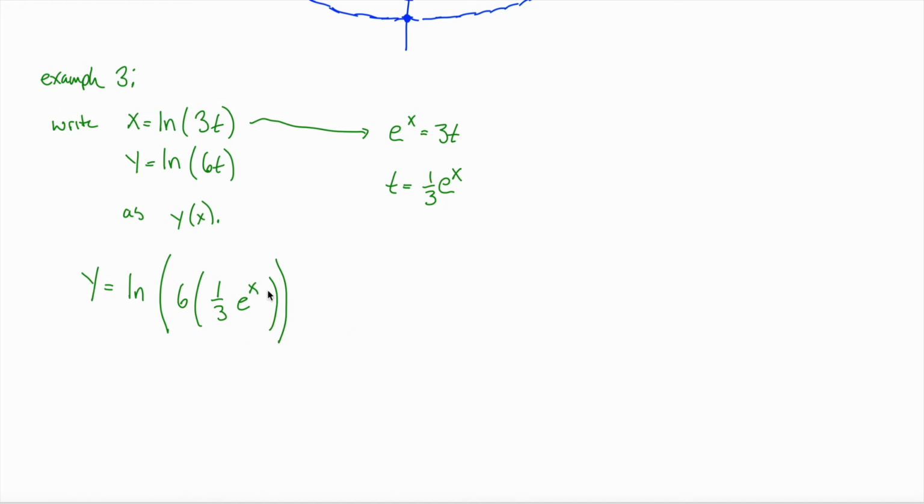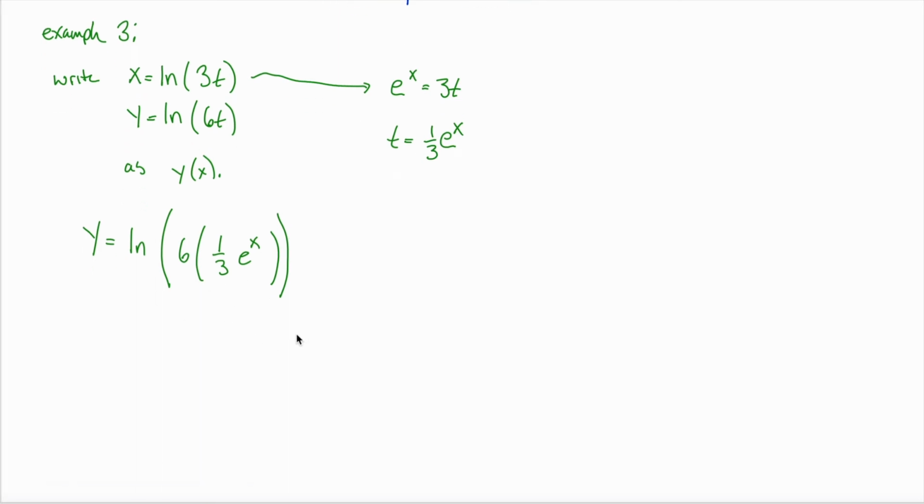I've written y in terms of x. You could call this good. It's just not simplified. This is going to simplify really nicely, and I should go through and do that. The first thing to recognize is 6 times 1/3 is just 2. So this is really just saying that y is equal to the natural log of 2e to the x power.